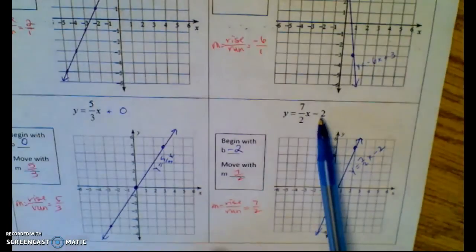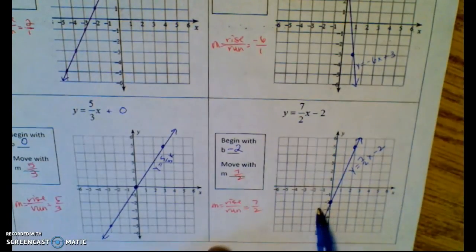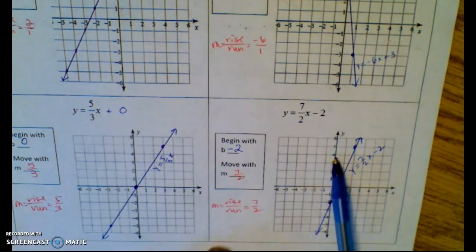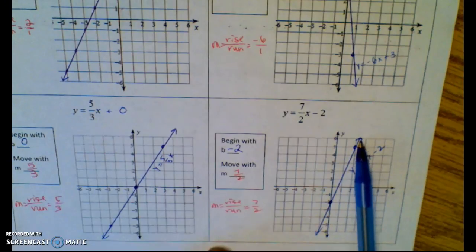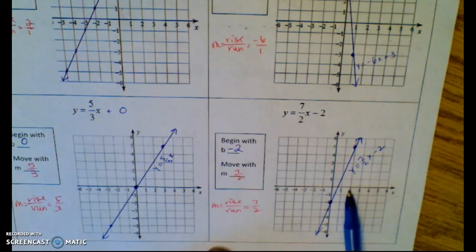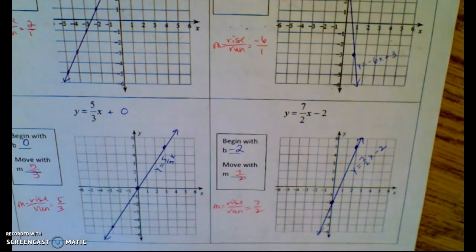And for the last one, we had a beginning point at -2, and then we had a rise of 7 and a run of 2. Again, you're going to run out of room, so you could reverse the pattern in the opposite direction. You can come down 7 over 2, and then again estimate down 7 over 2 where you would be.